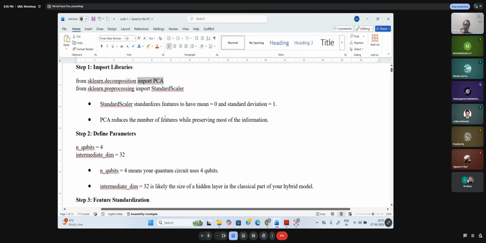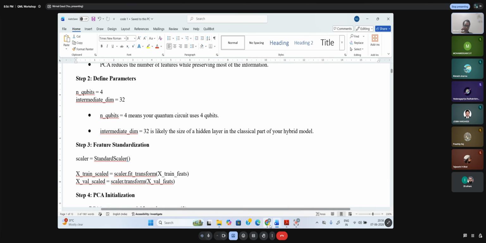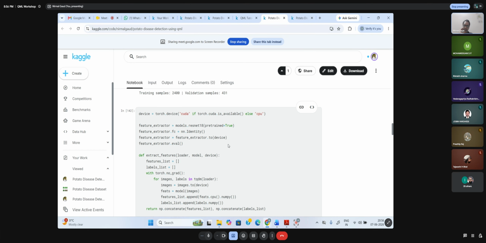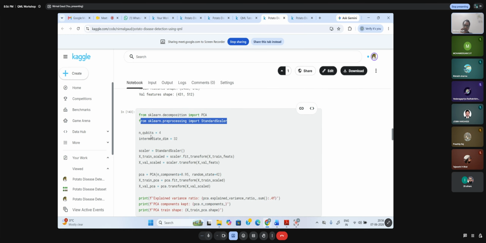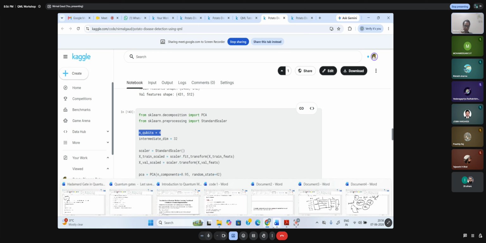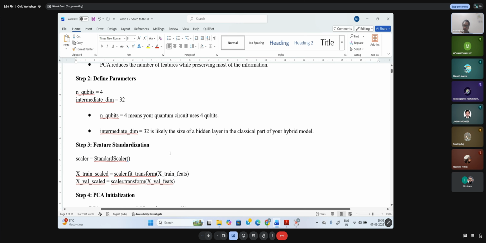PCA, you very well know, is principal component analysis. I'm expecting high variance so that I can get good features. Standard scaler, obviously, we need to scale the data. And here, the number of qubits I am taking is 4. That's also mentioned here. Number of qubits 4. Intermediate dimension I'm taking 32.